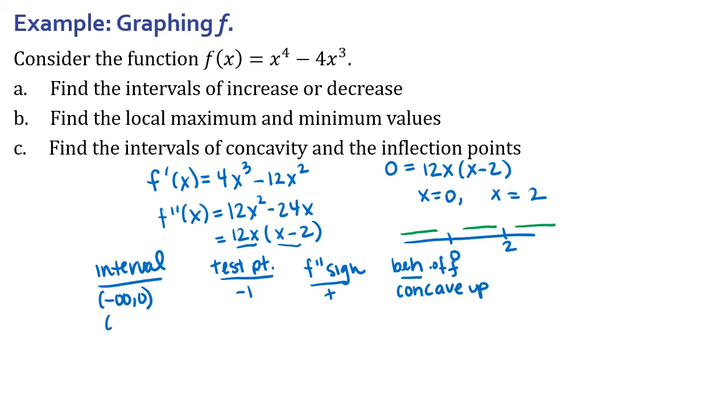And then from 0 to 2, if we use a test point there, we can use 1. So 12 times 1 is 12. 1 minus 2 is -1. So a positive times a negative is a negative. So the function is going to be concave down on that interval.